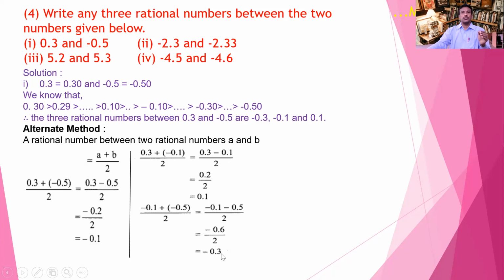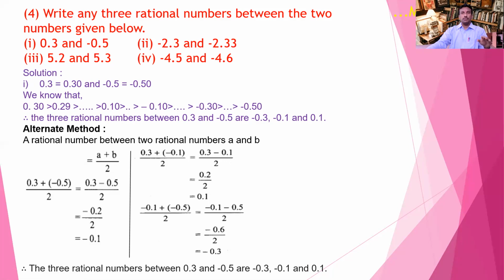Therefore minus 0.3 is the third rational number in between these two numbers, and therefore we get the final answer: the three rational numbers in between 0.3 and minus 0.5 are minus 0.3, minus 0.1 and 0.1. These are the three rational numbers. Similarly we can find other rational numbers in between these two numbers. Got it? You can use first method or second method. Don't use both methods. Any one method you can use. Okay?